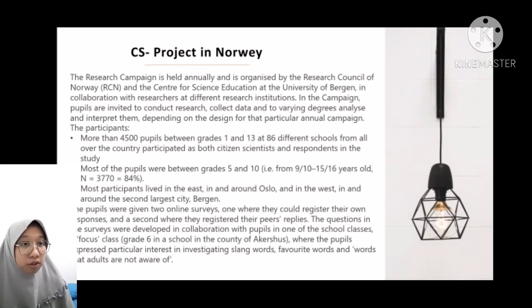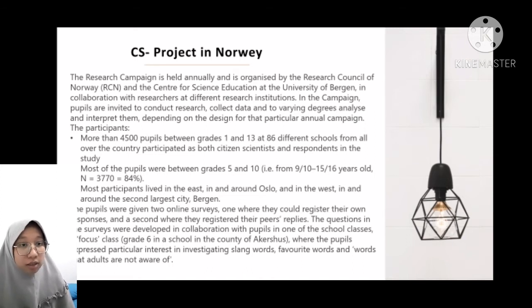more than 4,500 pupils between grades 1 and 13 at 86 different schools from all over the country, participate as both citizen scientists and respondents in the study. Most of the pupils were between grade 5 and 10. Most participants lived in the east, around Oslo, and in the west, around the second largest city, Bergen. The pupils were given two online surveys, one where they could register their own response and a second where they registered their peers' replies.